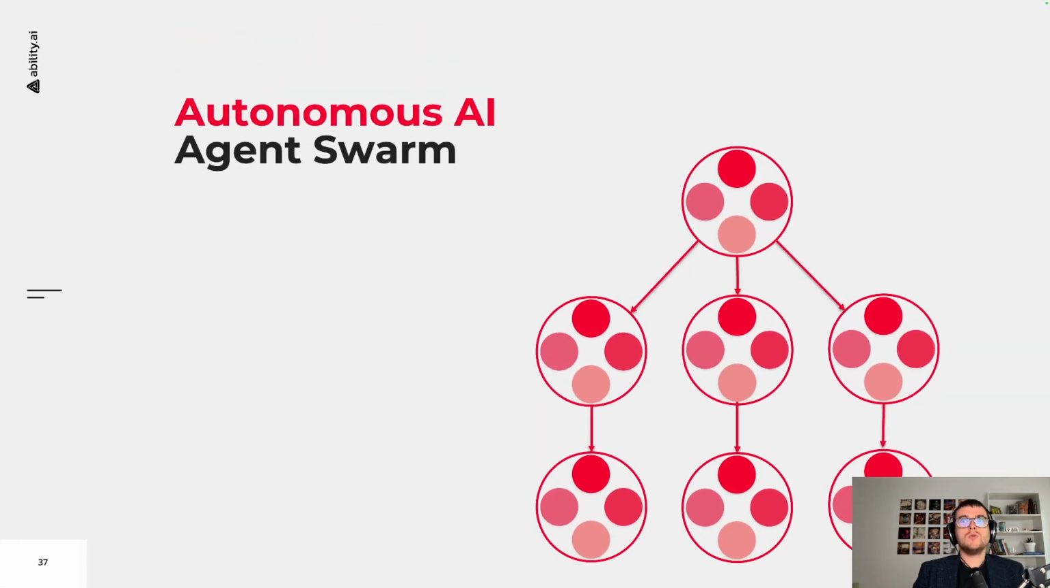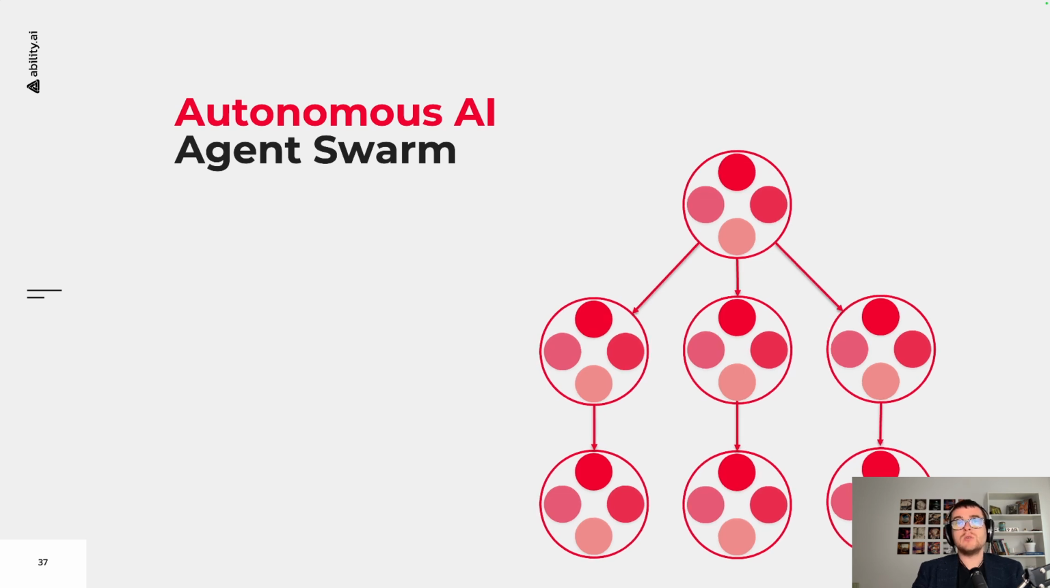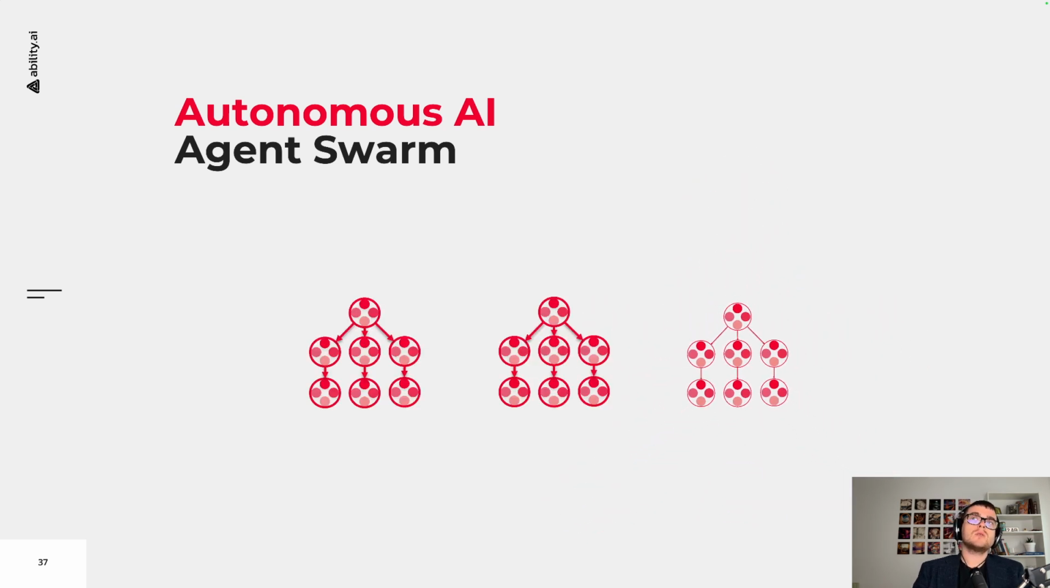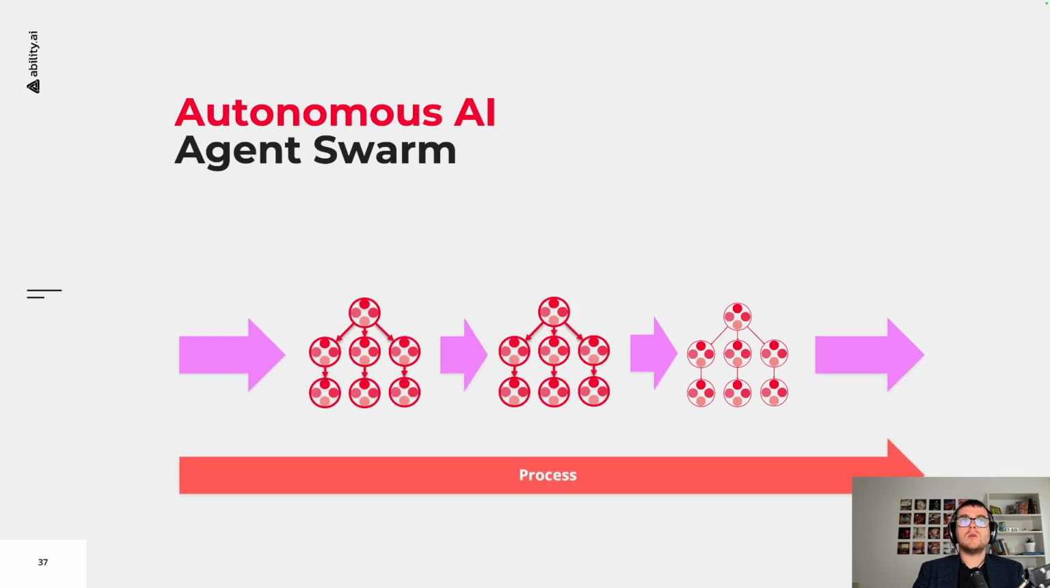And to demonstrate how that could feed into an actual business process, it would look something like that. There are going to be several groups of these agents following one after another in the execution of the particular process.